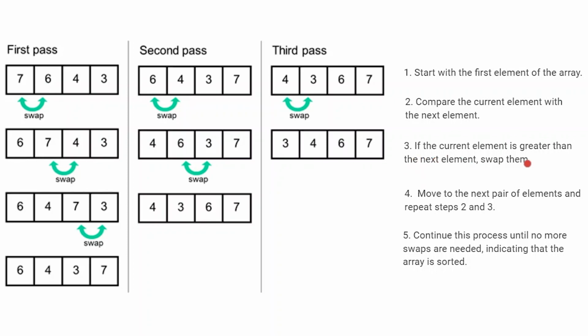Step 3, if the current element is greater than the next element, swap them. In our case, 7 is greater than 6. So we need to swap both elements. In this array, you can see the swapped elements 6, 7.